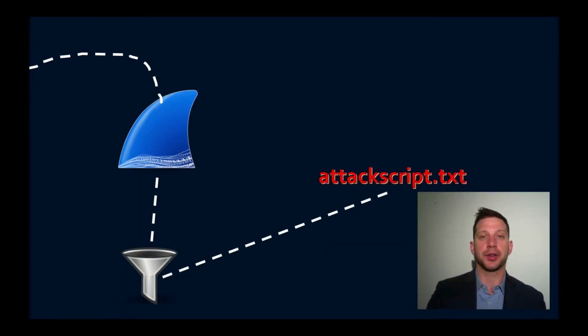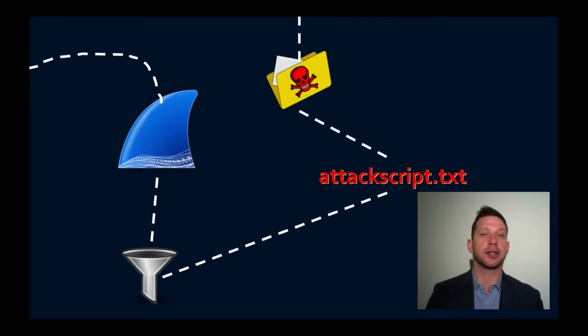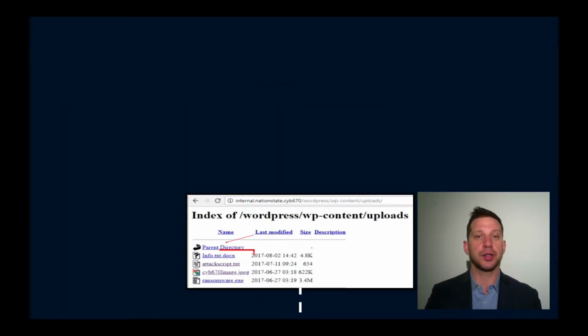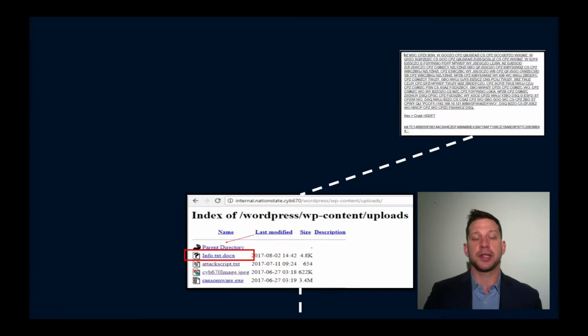Once we filtered the results, we discovered the attack script text document, and we redirected to the parent folder, which took us to other supporting documents for the ransomware attack. A file of interest was the info.txt document, which contained additional information about the ransomware attack, but it was encrypted.